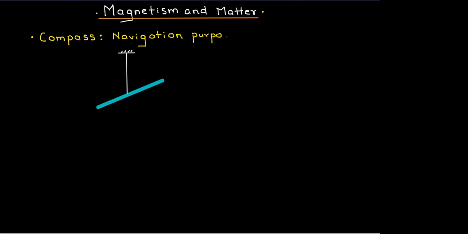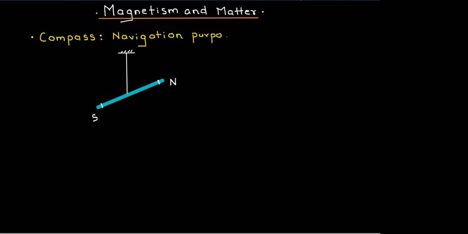Every time, they found out that this end always aligns in a unique direction, and this happens automatically. Suppose this direction is north, so they will write north on this end and south on that end. However you disturb it, even if you rotate it randomly, when it stops it will always align in a unique manner.